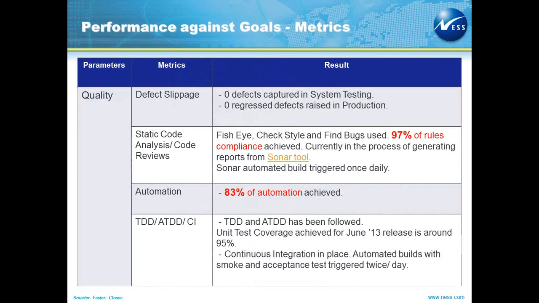So the regression suite is 83% automated, and this is because you have been achieving in-sprint automation release over release. So your automation suite is very high, I mean, in terms of percentage, is very high. And these are the different TDD and ATDD practices that probably we are following.